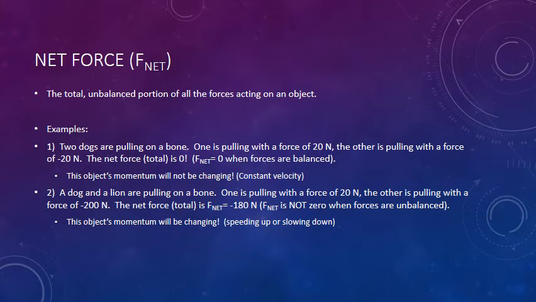So instead of calculating momentum change from each of those external forces, the dog and the lion separately, first we figure out the total force acting on the object, and then we can use that total force to calculate momentum instead of doing a whole bunch of different momentum calculations. As a note, the net force on an object is not zero when the forces are unbalanced, right? So if we have one force pulling harder than the others, we're going to have a non-zero F net, and that means, by definition, the object's momentum will be changing. It'll be speeding up or slowing down.